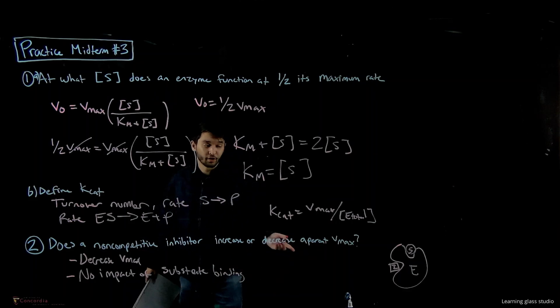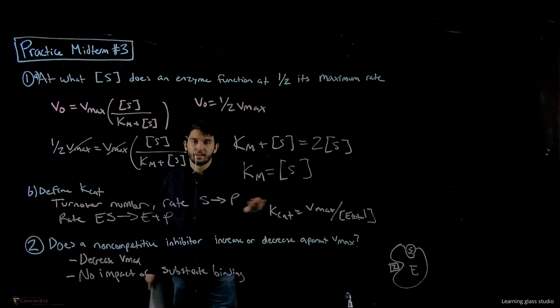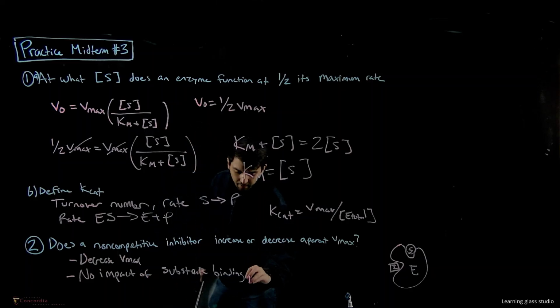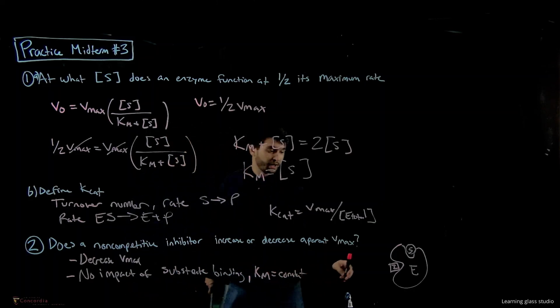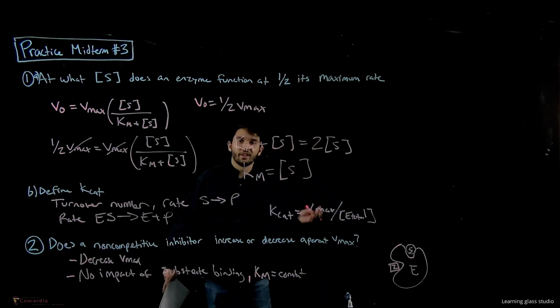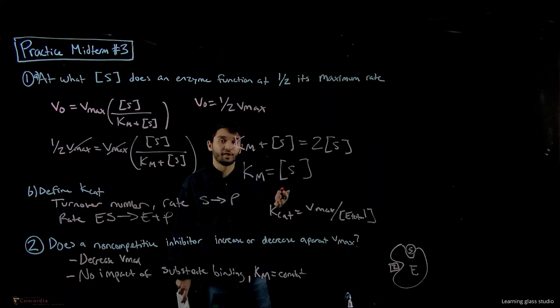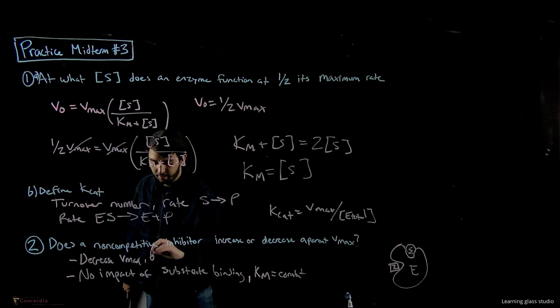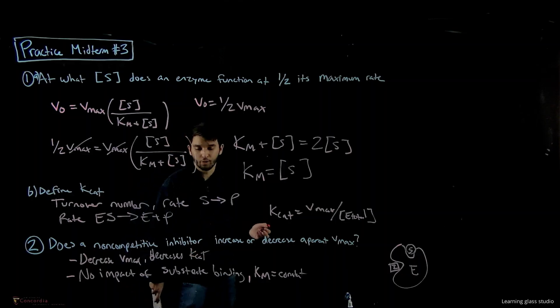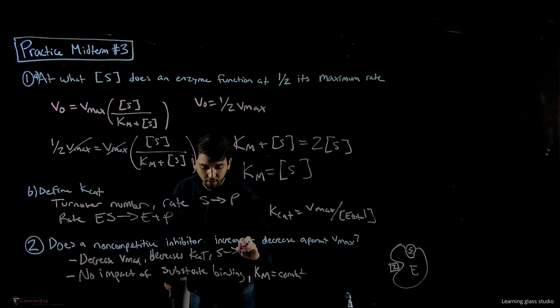So because there's no change in substrate binding to the active site, it takes the same amount of substrate to fill 1/2 of all enzyme active sites. So Km is constant. However, Vmax decreases because what's happening is when the inhibitor binds to the enzyme, that changes the conformation of the active site and makes the enzyme less able to convert substrate into product. So it decreases Vmax because it decreases Kcat, right? It decreases the rate at which substrate is converted into product.